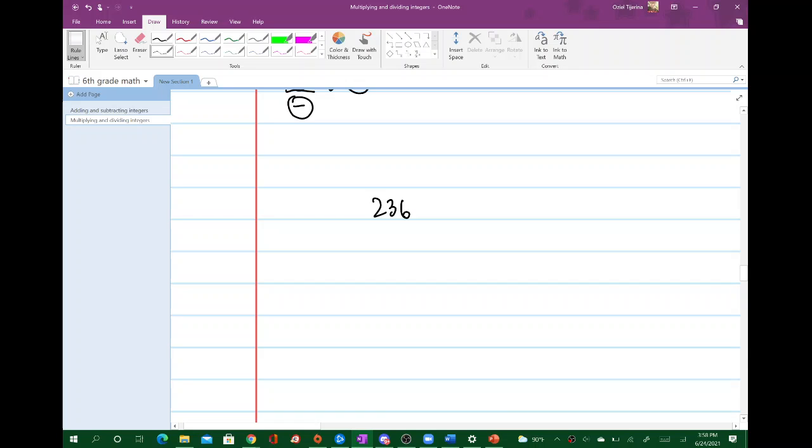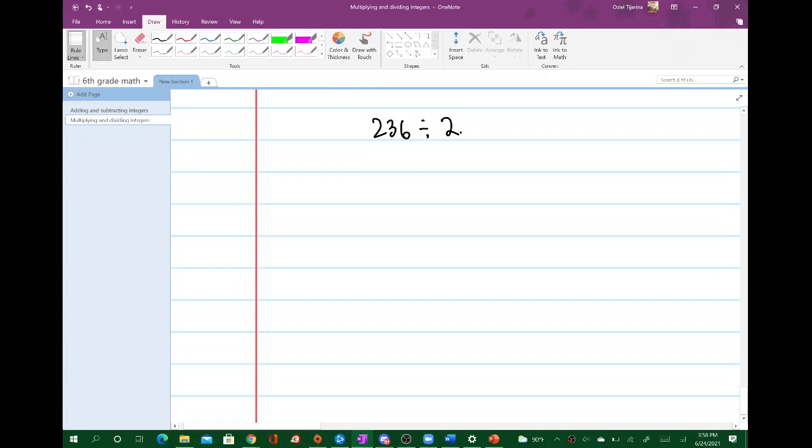So for example, let's say 236 divided by 2, and this is a very basic example because I want to make sure we understand how to divide numbers before we actually get to negatives, right? So 236, and I'm going to divide it by 2, right?